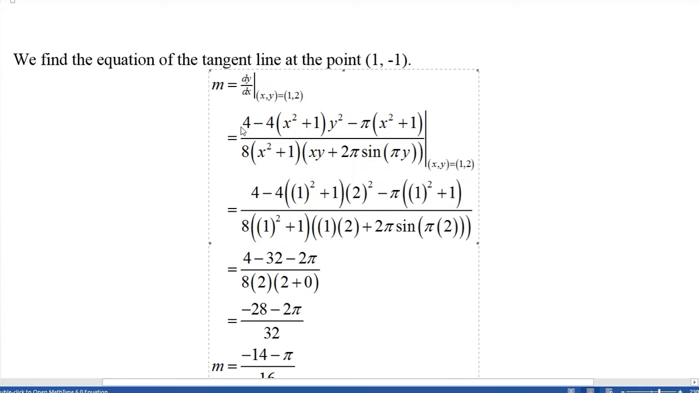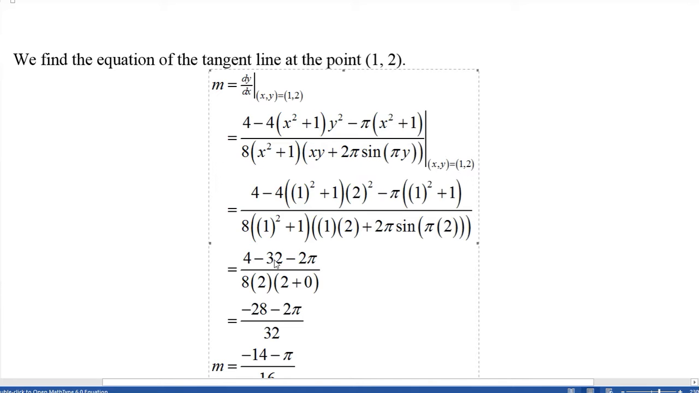Here's the equation of the tangent line. Take the derivative formula we came up with and put 1 for x, 2 for y, which we've done here. And let's simplify a little bit. We had a 1 here for x, so that's 1 squared is 1, plus 1 is 2. We had 2 for y, so this is 2 squared is 4, times negative 4 is negative 16 times the 2 is negative 32. We still got the 4 there. 1 squared is 1 plus 1 is 2 times negative pi is negative 2 pi.